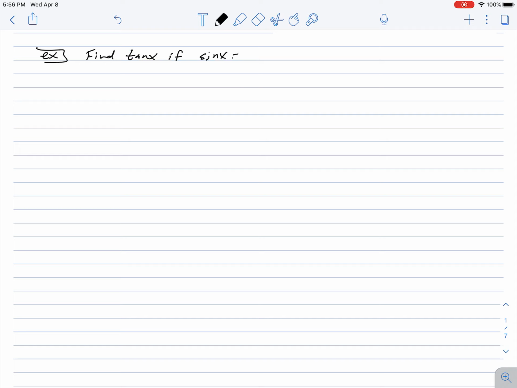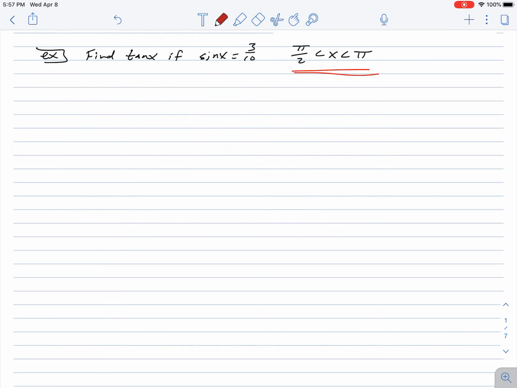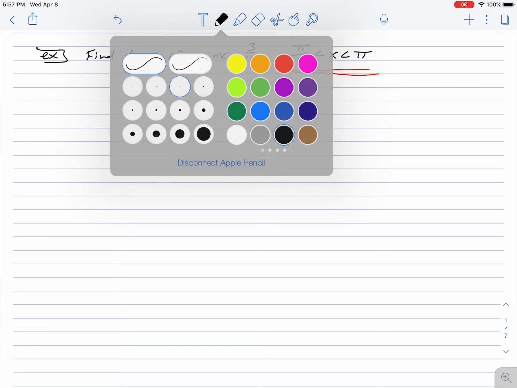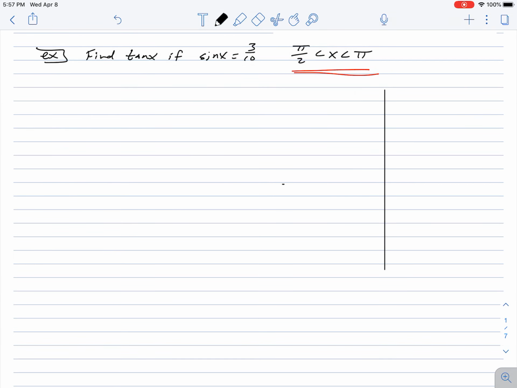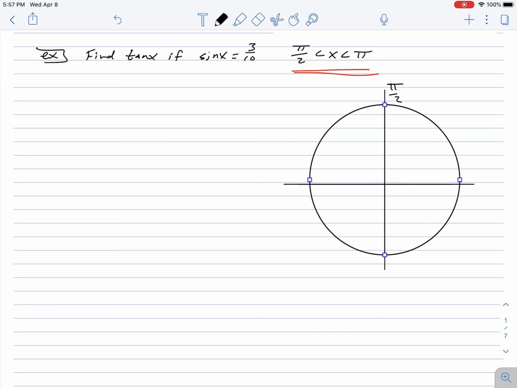if sine x equals 3 over 10 and x is between pi over 2 and pi. So this is one of the main reasons for the problem right here, is just to get you used to, again, radians. So quick review, pi over 2 is right here on the unit circle. Okay, and pi is right here on the unit circle. So basically that's giving you a quadrant that's saying, hey, this angle's in quadrant 3, and that's going to tell you where to draw your triangle.